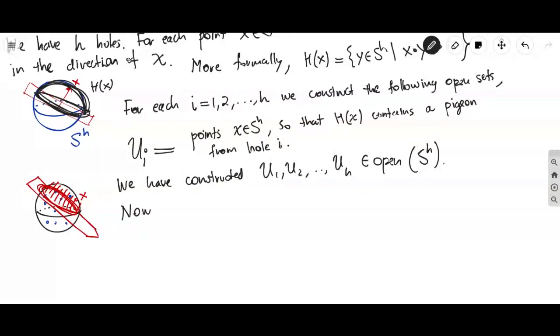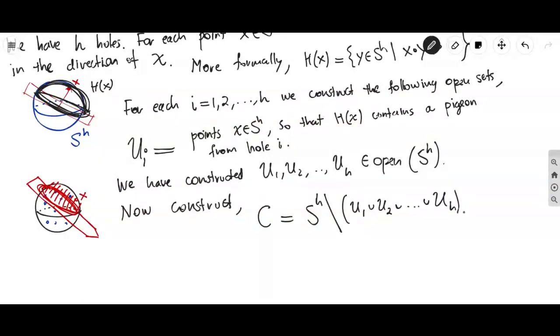And now we're going to construct the last remaining set. So this is just whatever is left over. So it's S^H, take away whatever we've used up. So this is just the last remaining possibility that we can have. Okay, so this is closed because it's a complement of open sets.